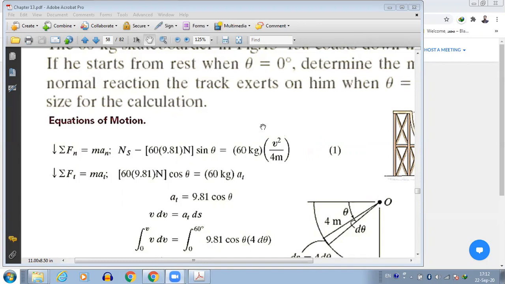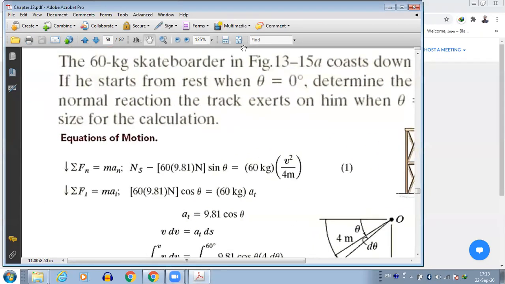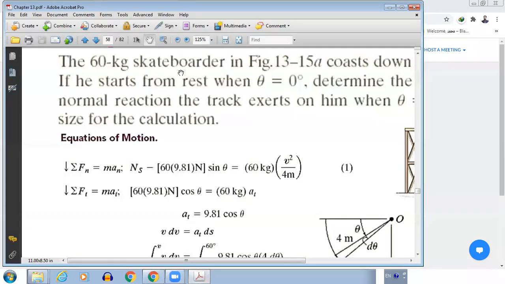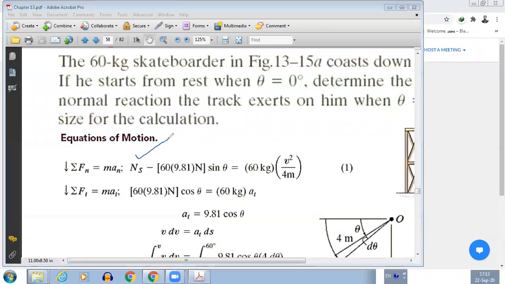Okay, so let's move ahead. Now what do we want? We want to determine the magnitude of normal reaction. Normal reaction is there in this equation. But in this equation, there is no normal reaction. So it's kind of a useless equation for us. We do not want anything else. We just wanted the normal reaction. So it's here in this equation. So this equation is useful for us.